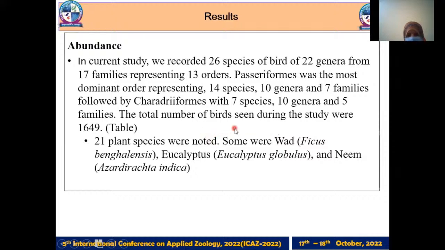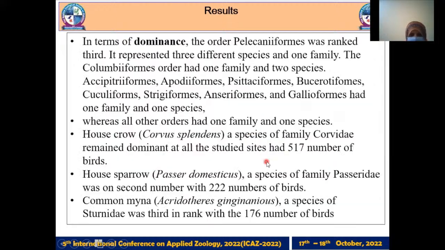21 plant species were noted, for example, eucalyptus, ficus, and neem, etc. In terms of dominance, the order Pelicaniformes ranked 3rd, while the dominant order was the Passeriformes. The order which is 3rd one, Pelicaniformes, represented 3 species and 1 family. The Columbiformes order had 1 family and 2 species. Other orders, Apodiformes, Coraciiformes, Cuculiformes, Strigiformes, and Accipitriformes, etc. have 1 family and 1 species.